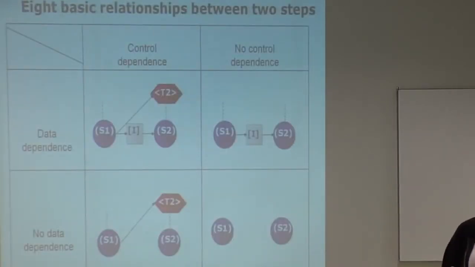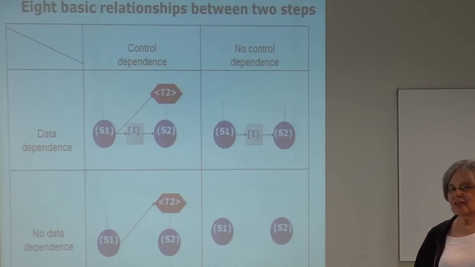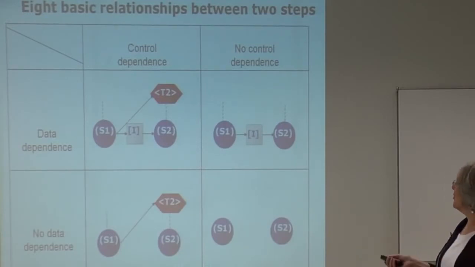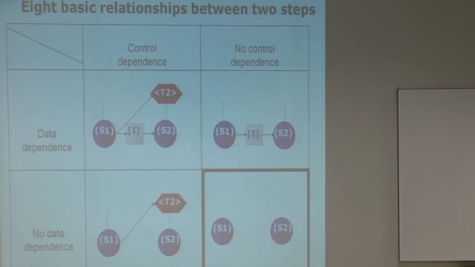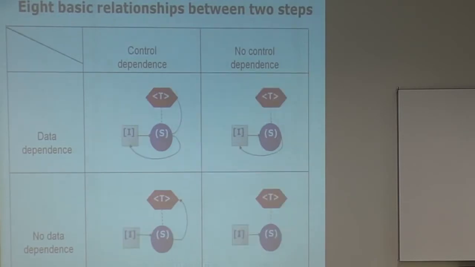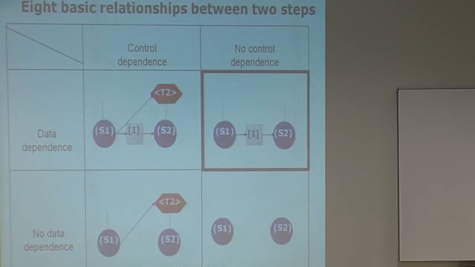So between any two steps, there are only 8 different things that can happen. So 4 of them are here. It's possible that there's a data dependence or a control dependence. So in this case, there's both a data dependence and a control dependence. In this case, there's neither. Here, there's just a control dependence. And here, there's just a data dependence.